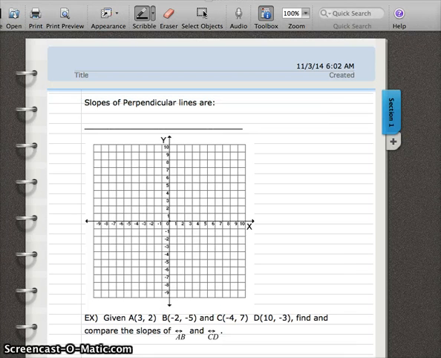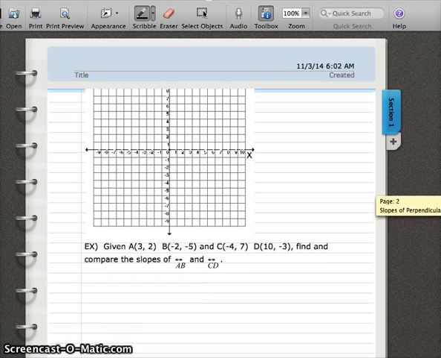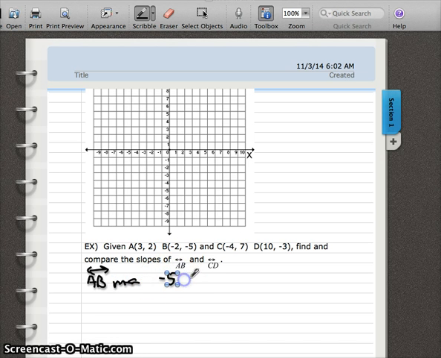Alright, let's talk about the relationship of slopes of perpendicular lines. So let's use another example, similar. Given two coordinates for A and B, two coordinates for C and D, we'll find the slopes and compare them. So a different line AB this time. Let's find the slope. Find the difference in our y coordinates. This is going to be m equals negative 5 minus 2, and the difference in the x coordinates, negative 2 minus 3.